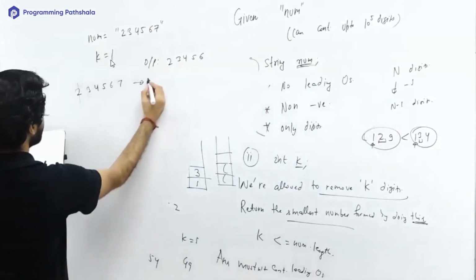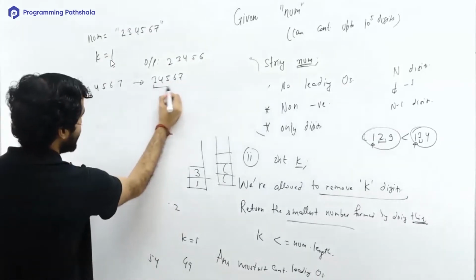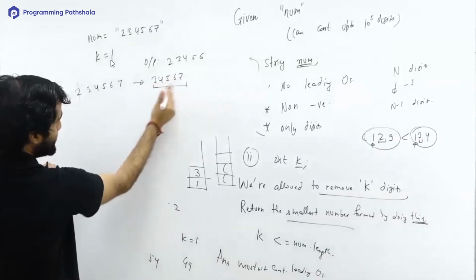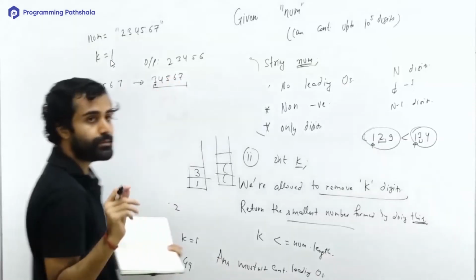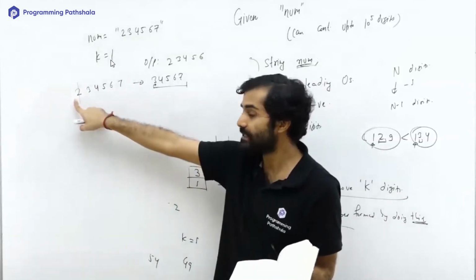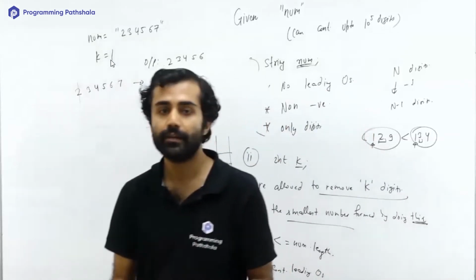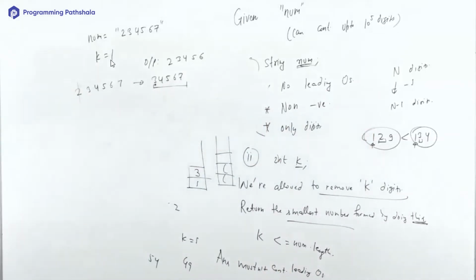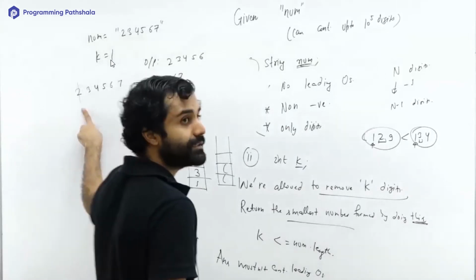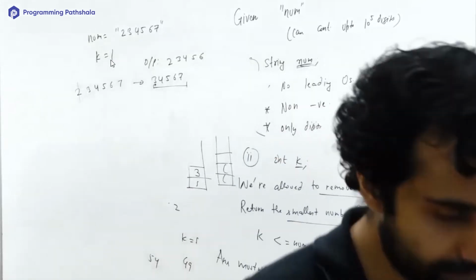If you remove this 2, you will get 3, 4, 5, 6, 7. Technically, you will get something which contains 5 digits and starts with 3. Now use your common sense and tell me, something that contains 5 digits and starts with 2 would have been better than this, would have been smaller than this. Don't you feel so? Yes or no? Right? So does it make sense to remove this 2? No, right?